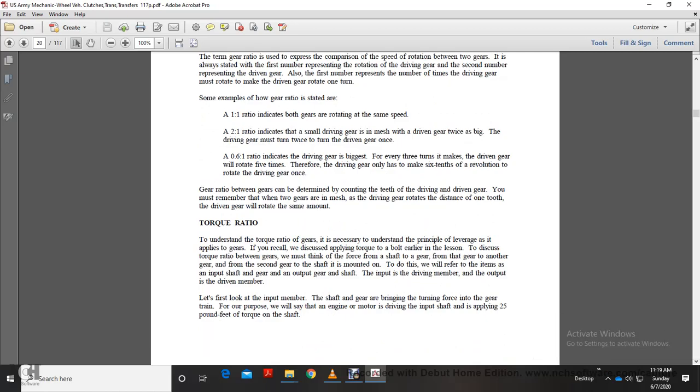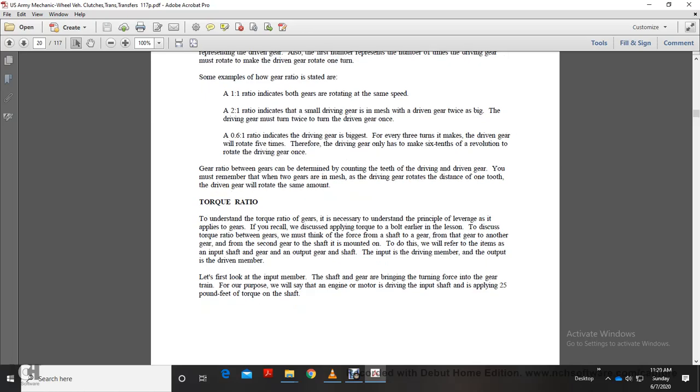A 1-to-1 ratio means both gears are rotating at the same speed. A 2-to-1 ratio indicates the small driving gear meshes with a driven gear twice as big. The driving gear must be turned twice to turn the driven gear once. A 0.6-to-1 ratio means that for every 3 turns of the driven gear, the driving gear rotates 5 times. Therefore, the driving gear only has to make 6/10 of a revolution to rotate the driven gear.